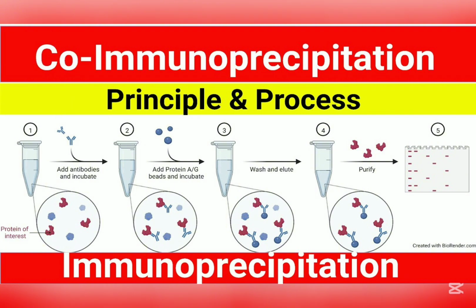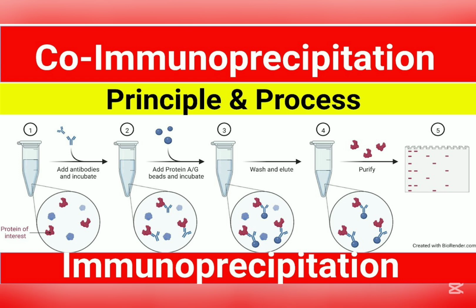Then how it works, we have the sample preparation. A biological sample, such as cell lysate, serum, or tissue extract, is prepared by breaking down the cells to release proteins. Then the second step is antibody binding. A specific antibody that recognizes the target antigen is added to the sample. The antibody binds to its corresponding antigen, forming an antibody-antigen complex. Then binding to beads to facilitate the isolation of the complex.